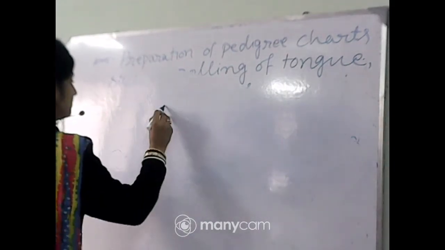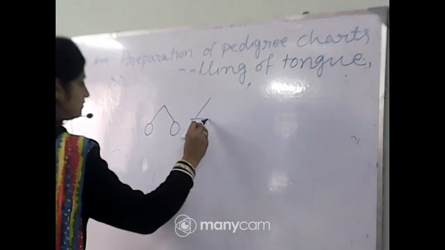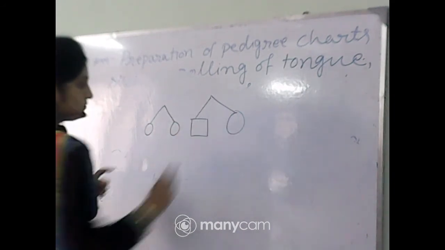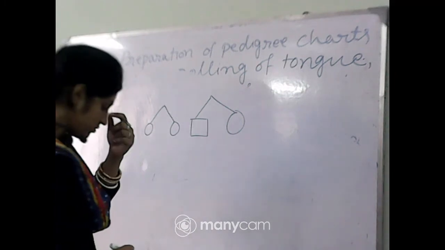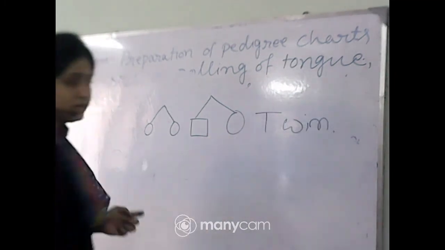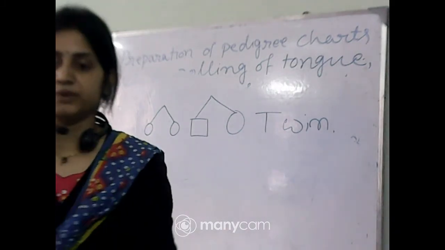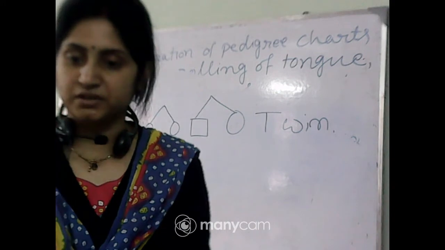If the same structure is present, this type of structure, they are offspring, but they are twins. Okay, that is twin. So these are the different types of symbols. By this you can identify the different characteristics in one type of pedigree.